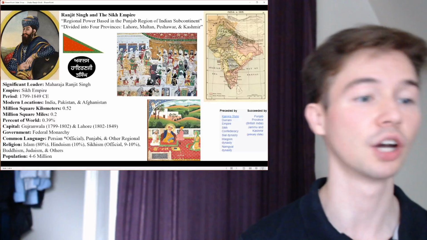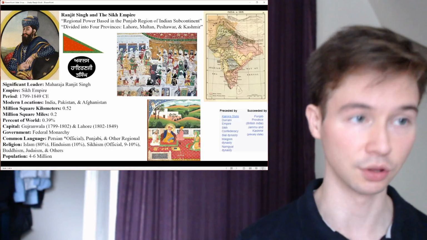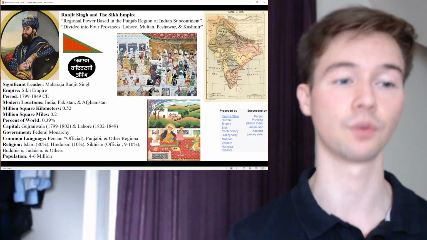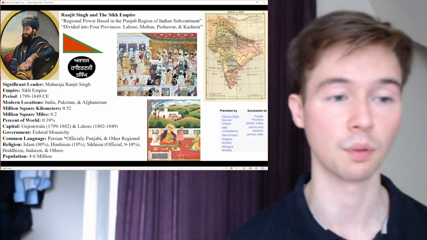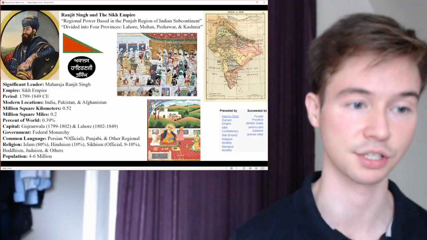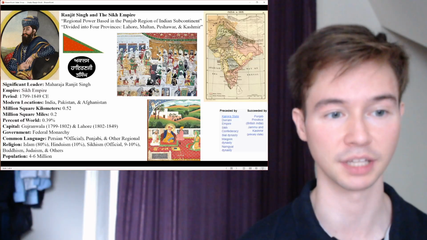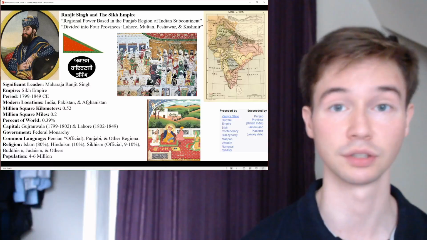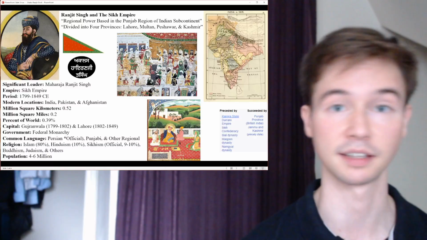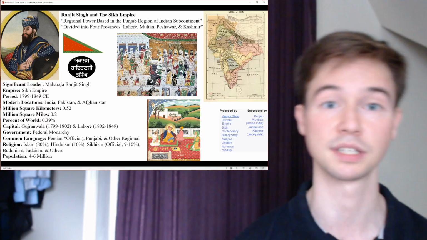Capital was Gujranwala from 1799 to 1802, and Lahore from 1802 to 1849. The government was a federal monarchy, so the difference between a federation and confederation can be discussed as well in that context. Common languages: Persian was actually the official language, but Punjabi and many other regional languages. Anything of the Indian state today is very, very linguistically diverse, and this was true at this time as well.